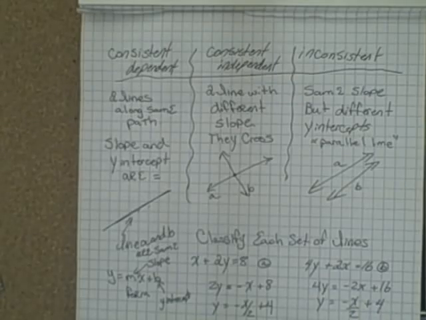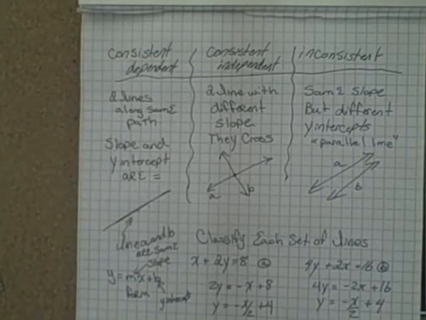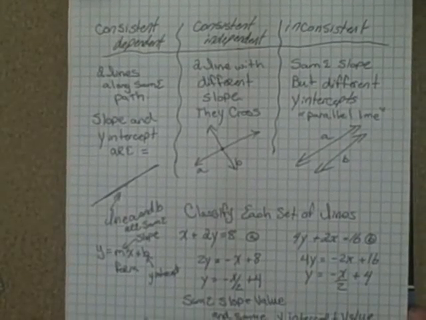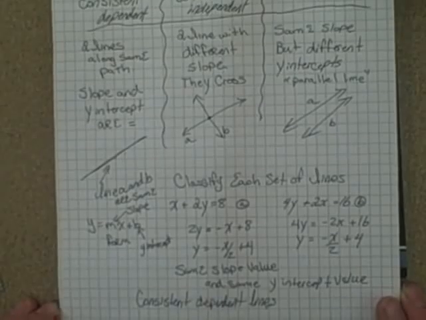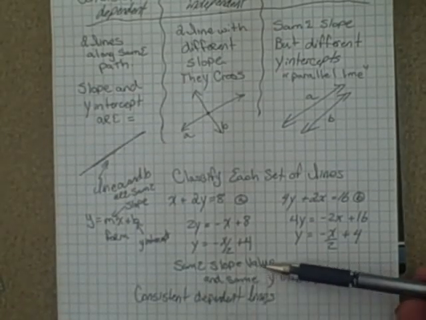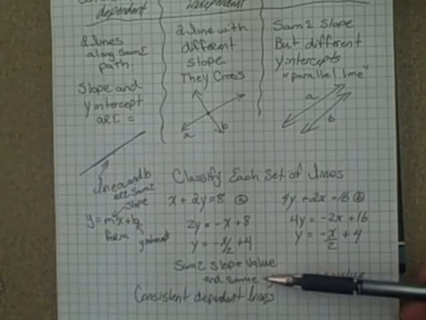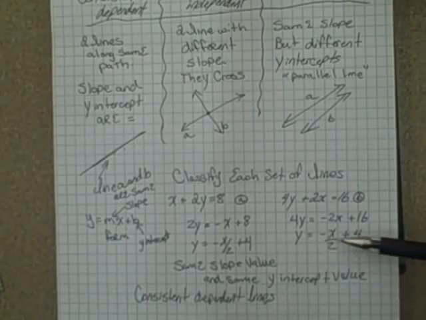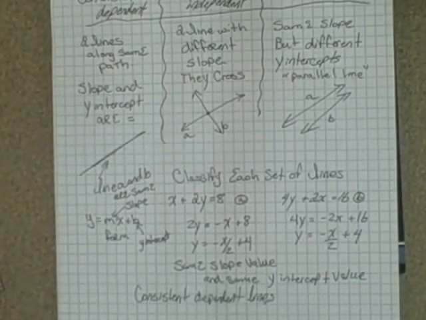Because I have the same slope value and the same y-intercept value, we can then say that these are consistent dependent lines. You can see that these are consistent dependent lines because they are the exact same slope and the exact same y-intercept. Okay, I'm going to move on to another example.